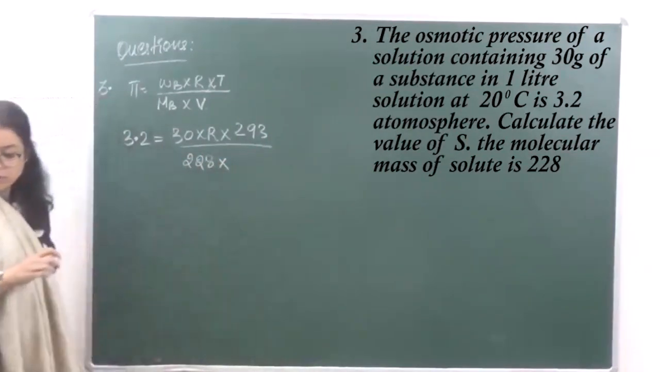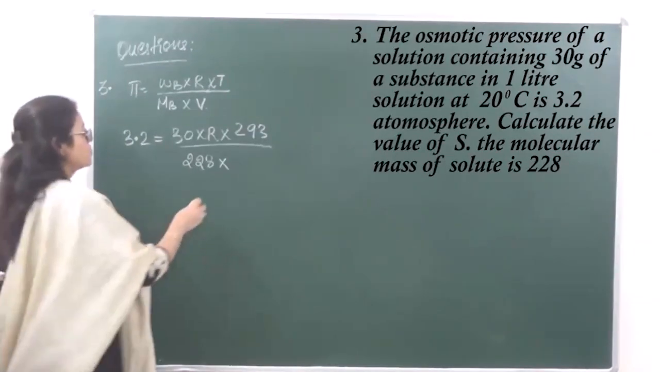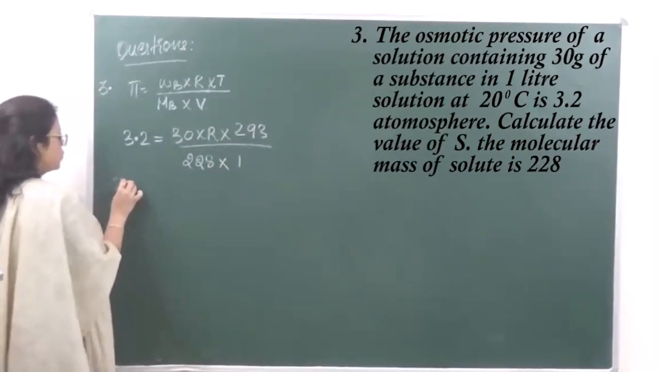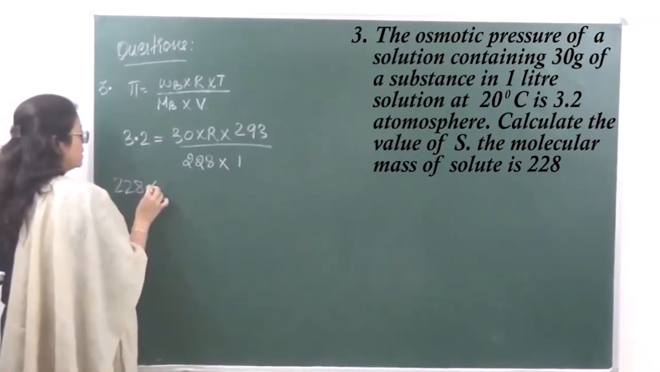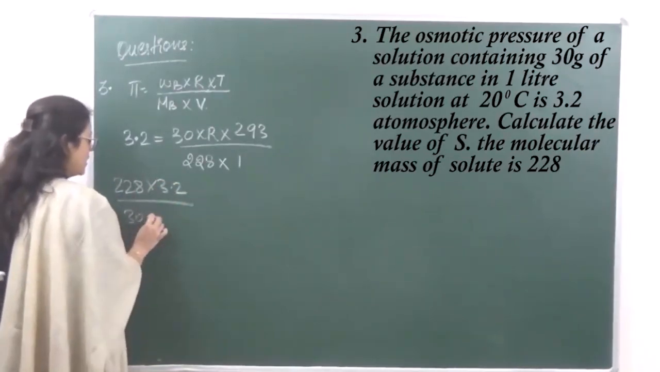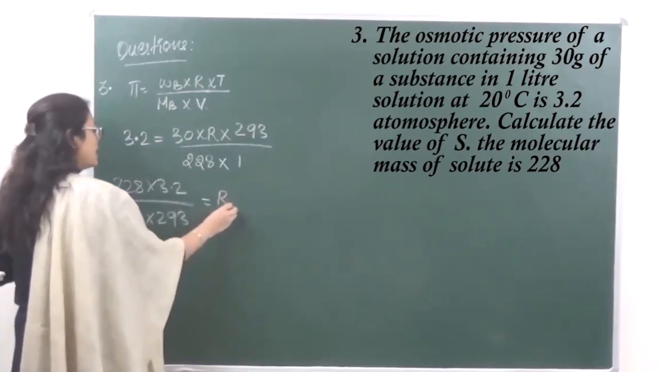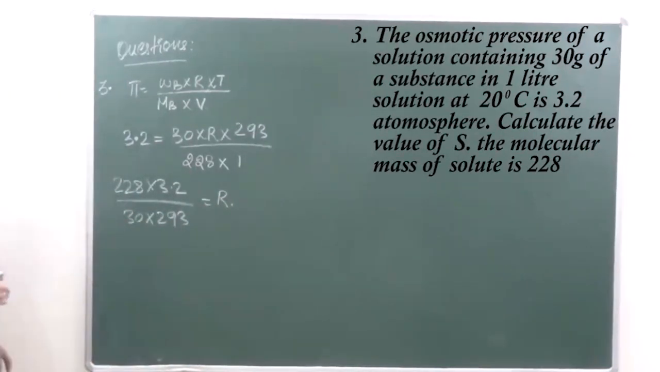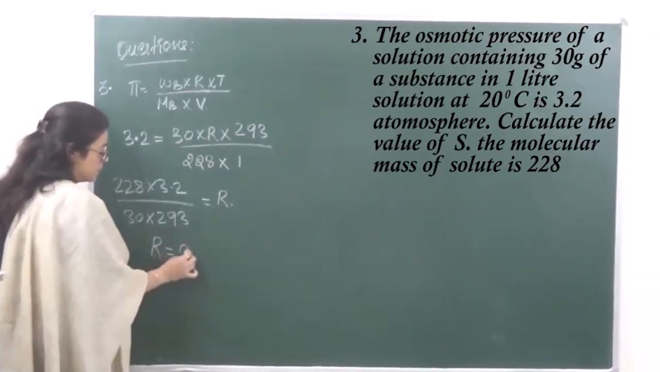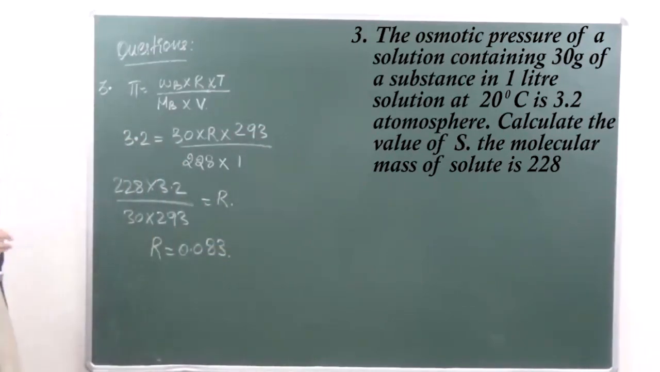And what is the volume of the solution? Volume of the solution is given as 1 liter, so you can just put 1 over here. R will be equal to what? 228 into 3.2 upon 30 into 293. That is equal to R, and the value of R comes to 0.083.